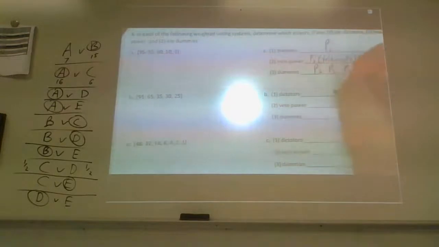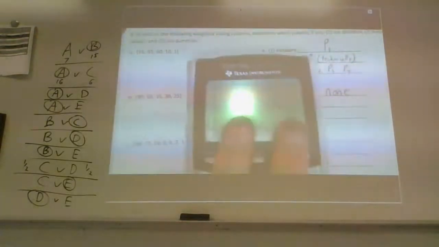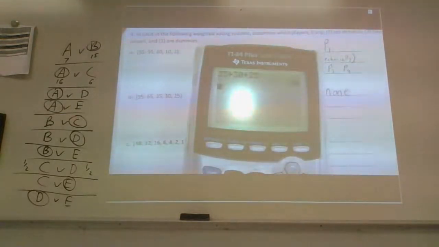Now in part B, there are no dictators, because now nobody has by themselves the number of votes to meet the quota. Nobody. No one is a dictator here. But in terms of veto power, let's do it like this. Can players 2, 3, and 4 pass something on their own? No, they can't. Players 2, 3, and 4, I just added them up, cannot meet the quota. Player 1 has veto power.